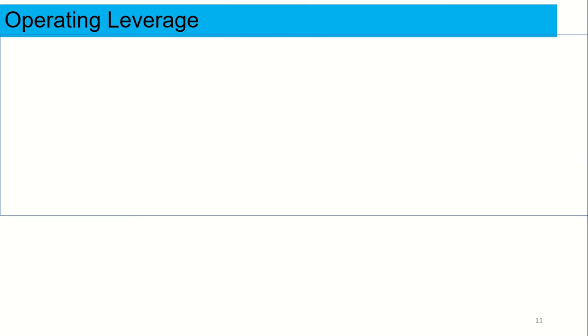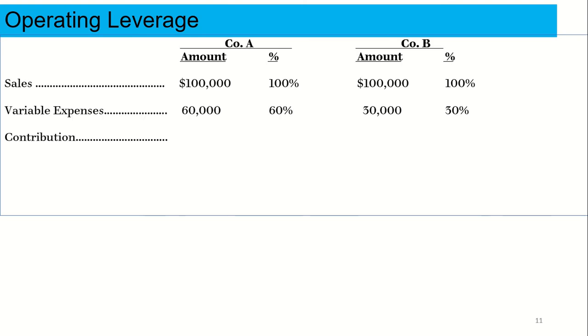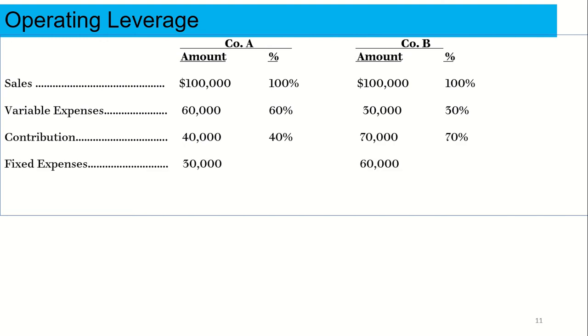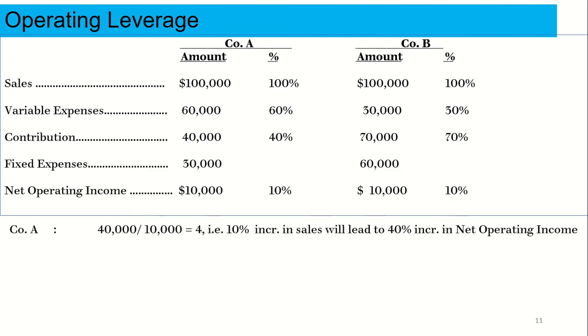Let's understand by looking at an example here. Company A and B, same organization, at the same 100,000 level of sales, net operating income of 10%. Now what are the different operating leverages here? Earlier we had seen margin of safety numbers in case of this scenario. Let's understand operating leverage. 40,000 in case of company A, it is 40,000 divided by 10,000. That is 4 times. That means that a 10% increase in sales will lead to a 40% increase in net operating income of company A.